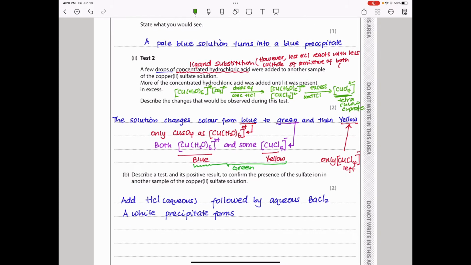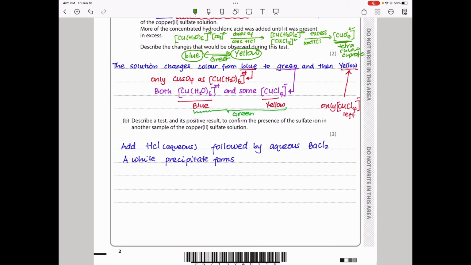The next part, they say, describe the changes that will be observed. Now, we know the copper complex is going to be blue. However, the product is going to be yellow. As we have some blue reactant left behind and some product being formed, a mixture of blue and yellow will produce a green color. So we're going to see a color transition. The solution will change from blue to green and then to yellow. The green color is due to a mixture of the tetrachlorocuprate, which is yellow, as well as the hexaaquacopper(II), which is blue. So we continue to the next part.